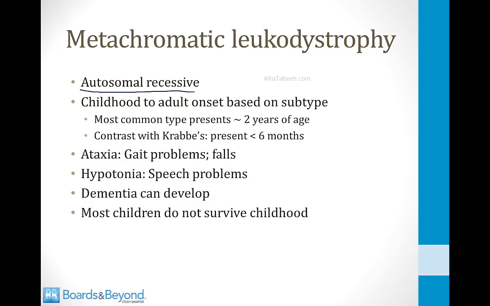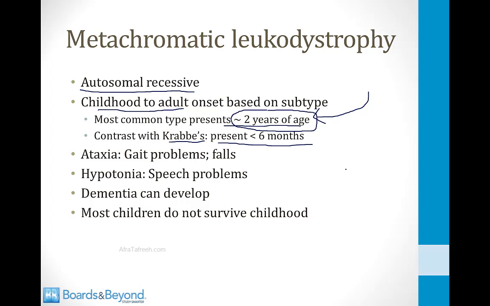The onset of metachromatic leukodystrophy in terms of symptoms can be anywhere from childhood to adulthood, depending on the subtype. And in fact, the most common type presents at about 2 years of age. And it's very helpful to remember this for board questions because this is a way to distinguish it from Krabbe's disease. As I told you before, Krabbe's will usually present in an infant less than 6 months of age. Metachromatic leukodystrophy, on the other hand, will be a child about 2 years of age or slightly older. And remember, both of these conditions have similar symptoms because they both involve molecules that are important for myelin, so the age of onset can be very useful.